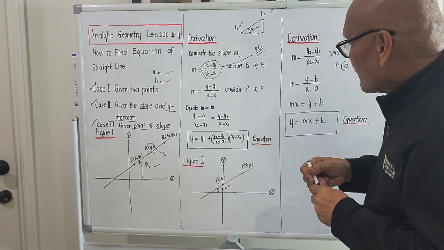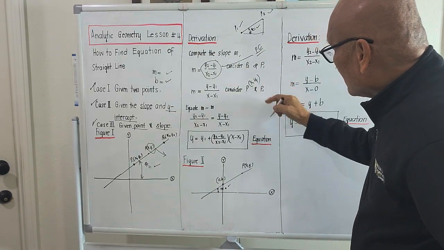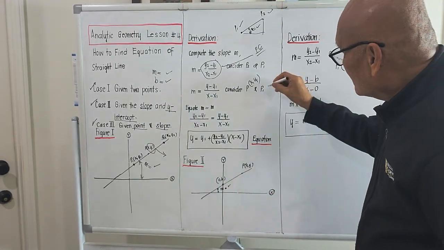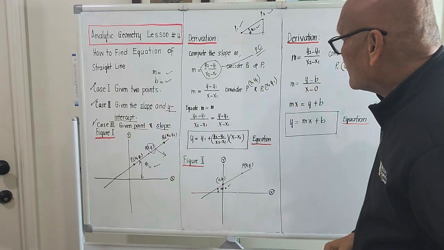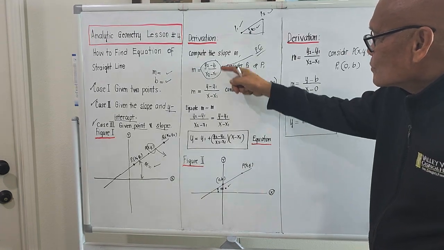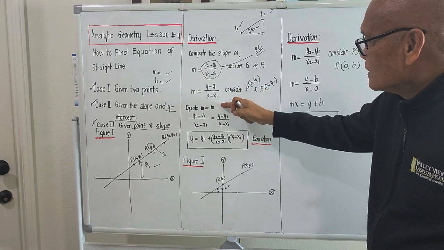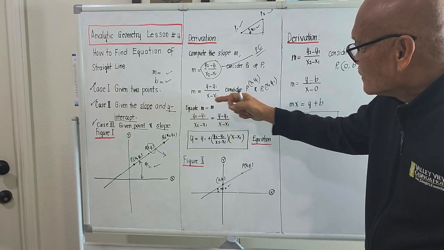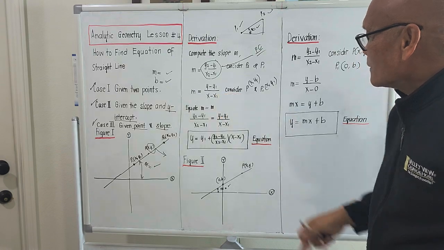Considering point P and P1: point P is actually our intermediate point, and the coordinates will be x, y. For point P1, the coordinates will be x1 and y1. So considering P and P1, by using this formula, it will be the difference in ordinates over the difference in abscissas. The slope will be y minus y sub 1 over x minus x sub 1.